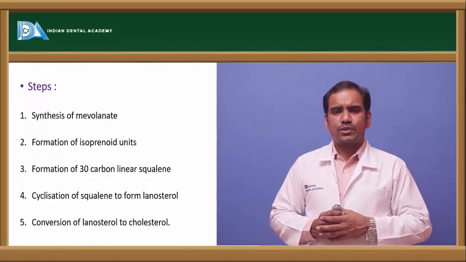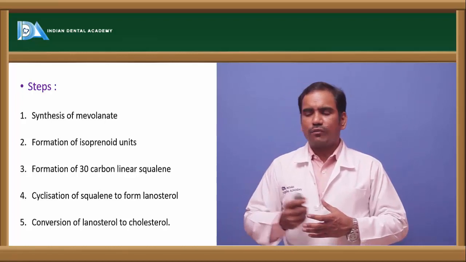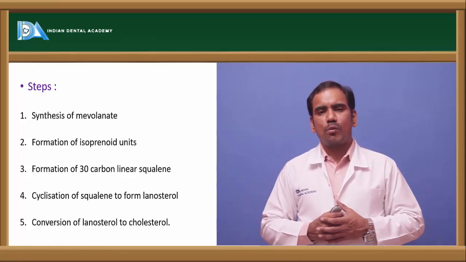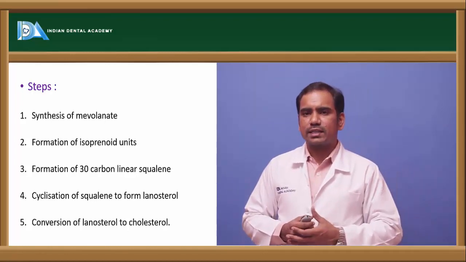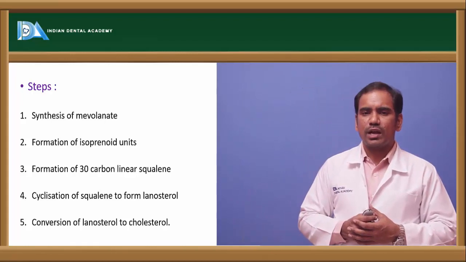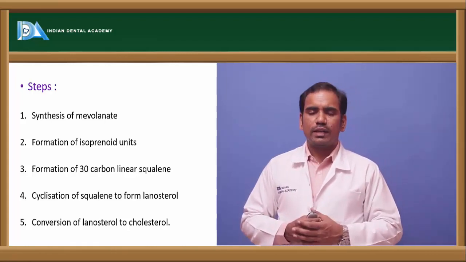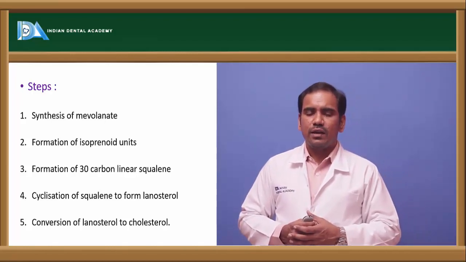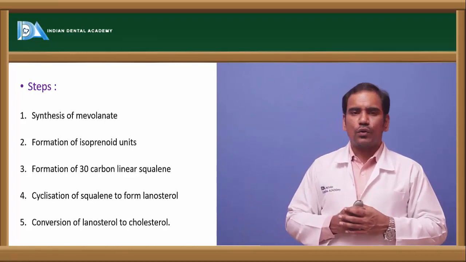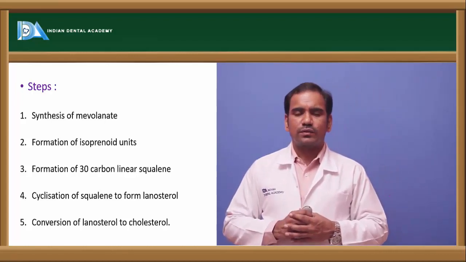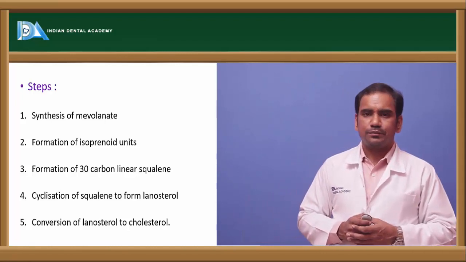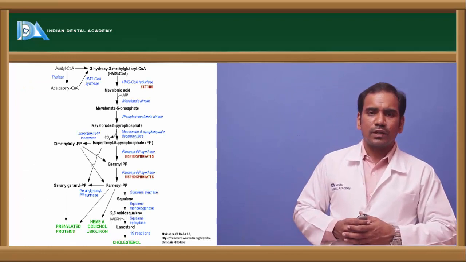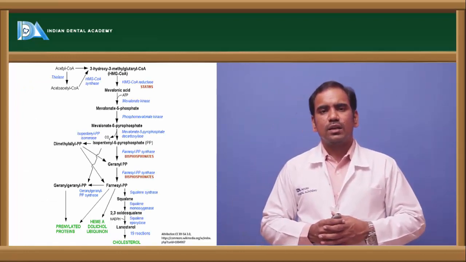Now coming to the steps of cholesterol synthesis. There are 5 steps. First, synthesis of a 6-carbon compound called mevalonic acid, and next, formation of isoprenoid units. Those isoprenoid units can be converted into a 30-carbon compound, linear squalene. Linear squalene undergoes cyclization to form lanosterol, and that lanosterol is further processed to form cholesterol. So these are the 5 steps in cholesterol synthesis. As we discussed, the precursor is acetyl-CoA.